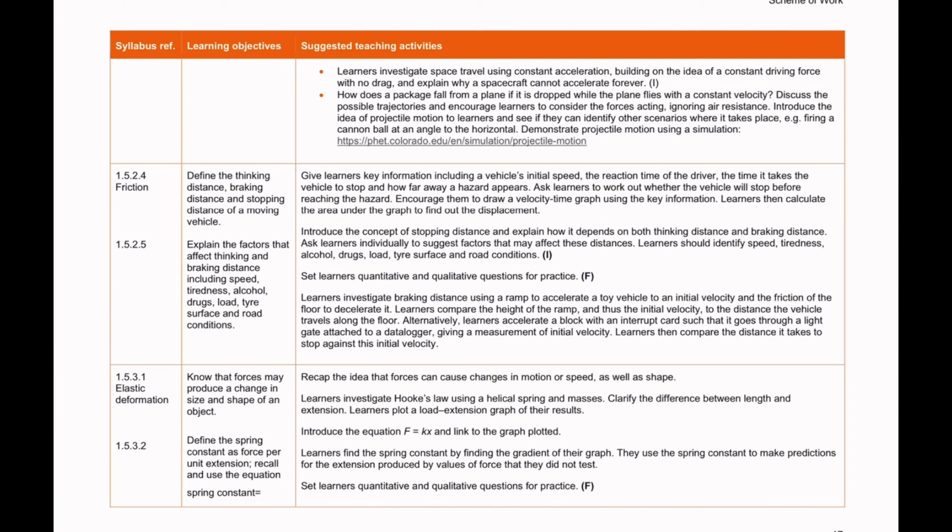Key concept 1.5.2.4 Friction. Learning objectives. Define the thinking distance, braking distance, and stopping distance of a moving vehicle. Explain the factors that affect thinking and braking distance, including speed, tiredness, alcohol, drugs, tire, surface, and road conditions.